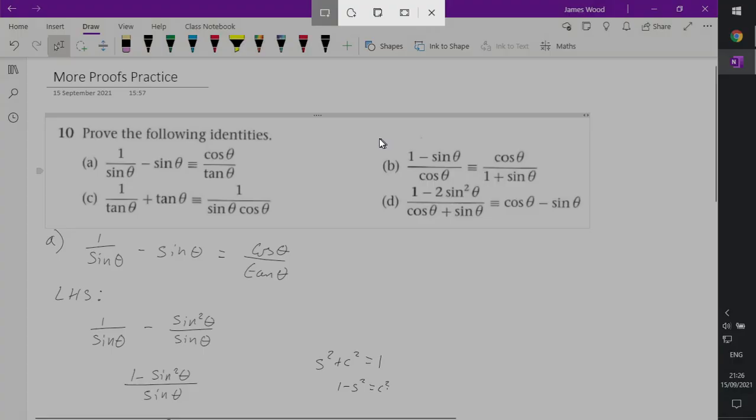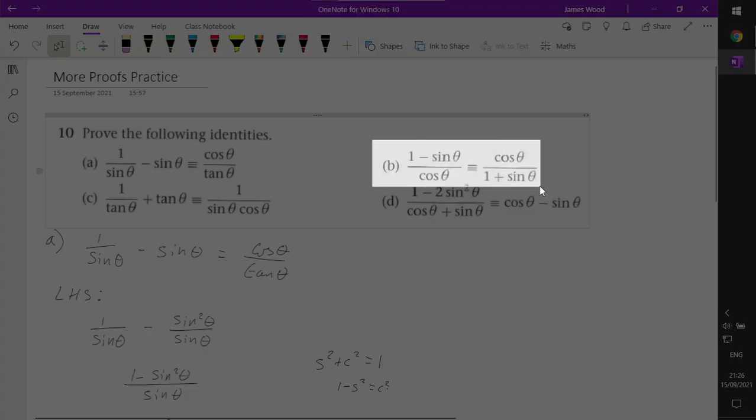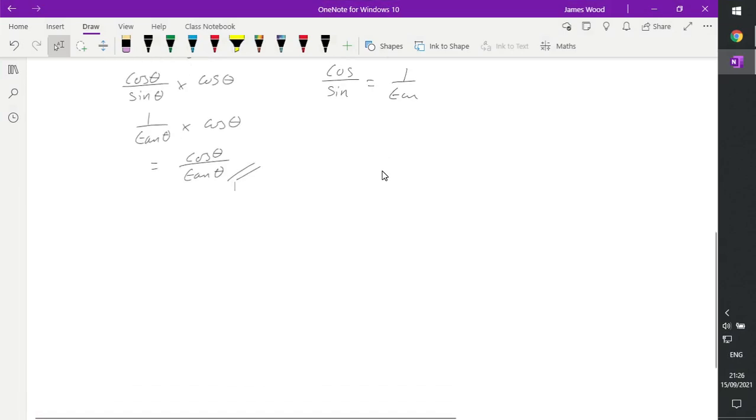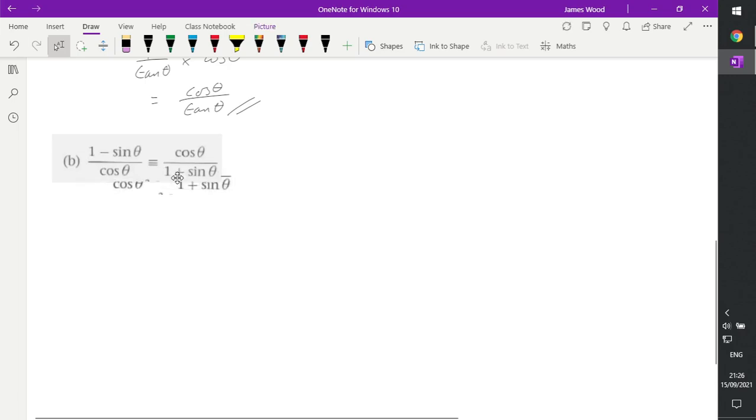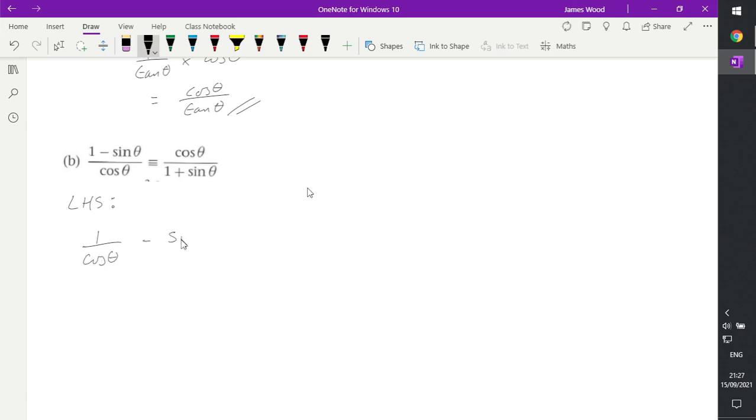Okay, let's do B further down. Okay. So for question B, 1 minus sine theta over cos theta, and we've got to show that it's equivalent to cos over 1 plus sine. So let's just think of this as two separate fractions, I think. We'll start at the left-hand side again. So I'd have 1 over cos theta minus sine theta over cos theta.